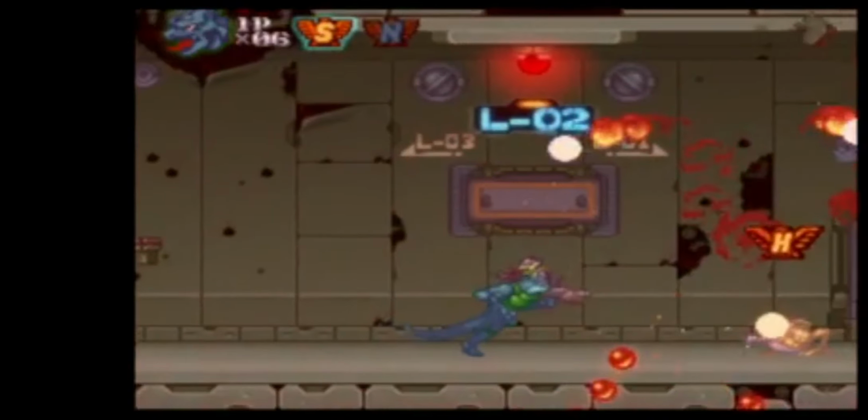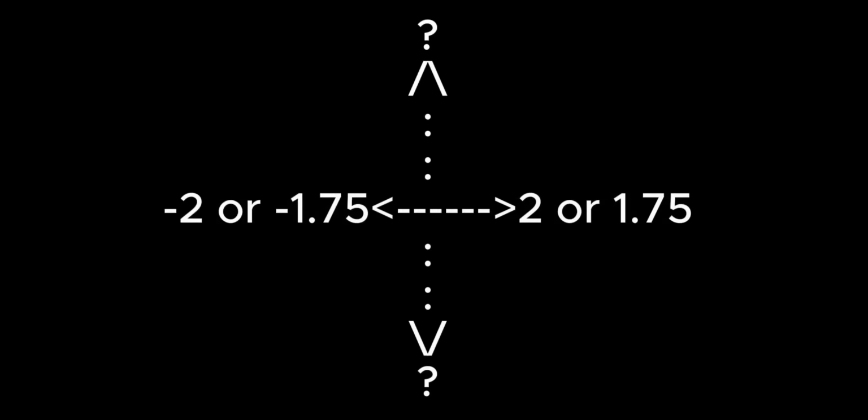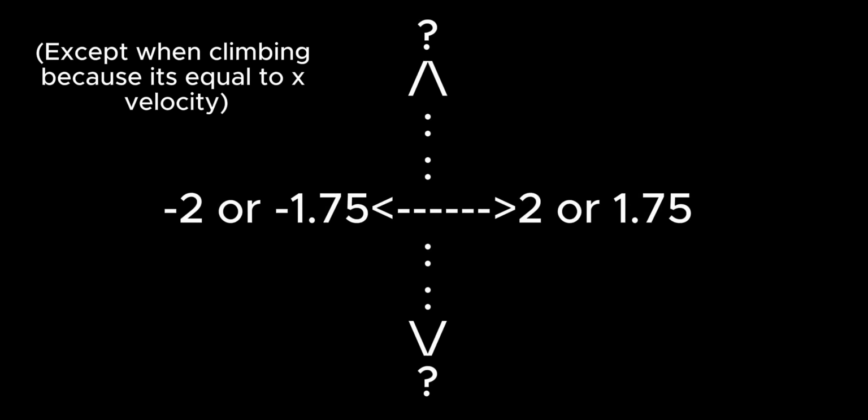It's been known for a while now that Pliskin has the highest X velocity, but nobody really knew by how much. But now we know that Pliskin moves an X velocity of 2 pixels per frame either left or right, and every other character has an X velocity of 1.75 pixels per frame left or right. In other words, for every 8 pixels Pliskin would move left or right, every other character, whether it's Bill, Yagyu, or Brownie, would move 7 pixels left or right. However, vertically, things are much more complicated.